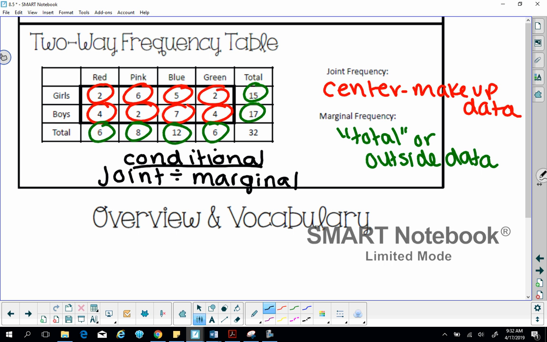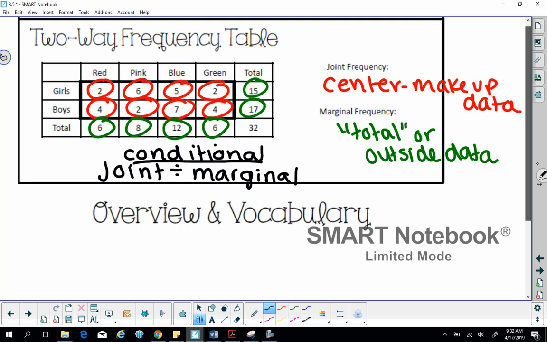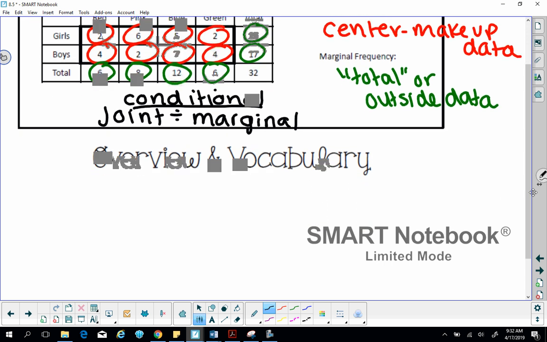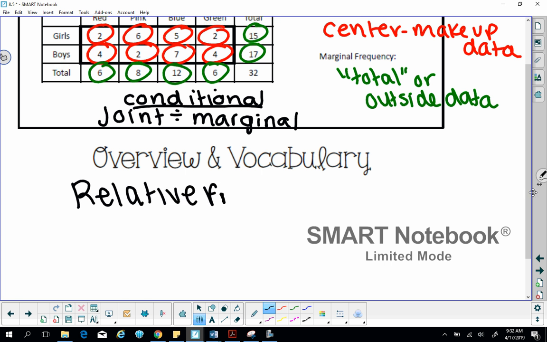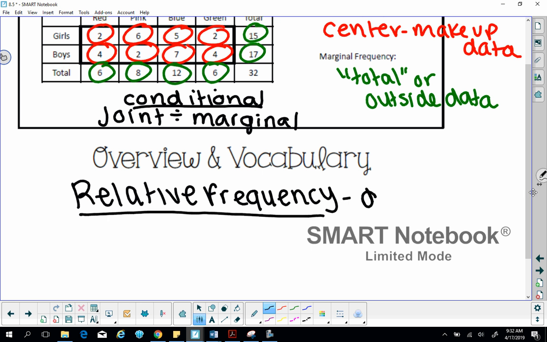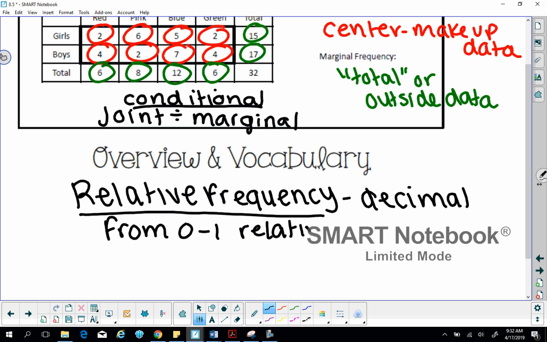The last one we're going to go over is called relative frequency. So you can write it right below. I gave you guys room. So now we're going to do relative frequency. And so what relative frequency is, it's a decimal, or it could be turned to a percent. It's a decimal from 0 to 1. Relative to the total.